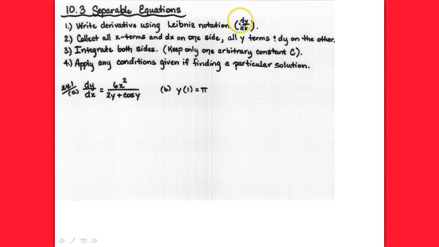So since it's already written in terms of dy/dx, let's come down to step number two. Let's get all of our x terms on one side with dx, all the y terms on the other side with dy. So I'm going to multiply both sides by the dx, treating this like a fraction where it's two separate pieces. That would give me 6x squared dx on my right-hand side. Then I'm also going to multiply both sides by 2y plus cosine y, so that'll give me 2y plus cosine y dy on the other side. Another way for this particular problem is I could have cross multiplied. I won't always be able to do that, but in this case I could have.